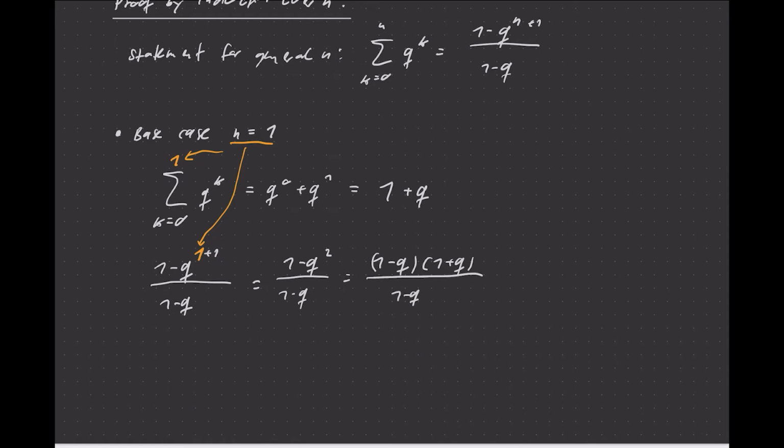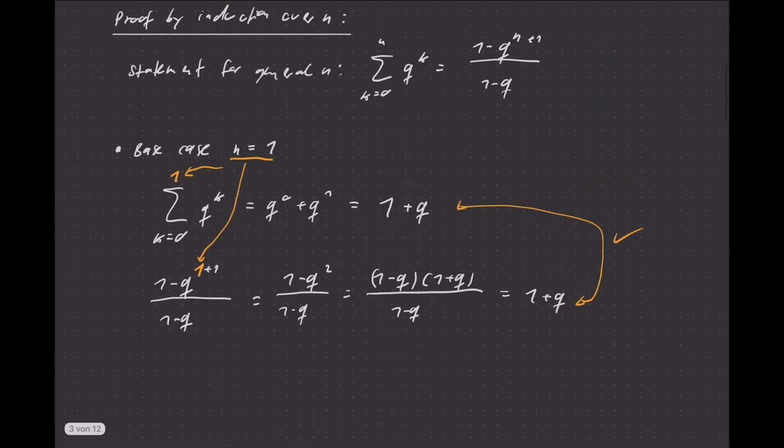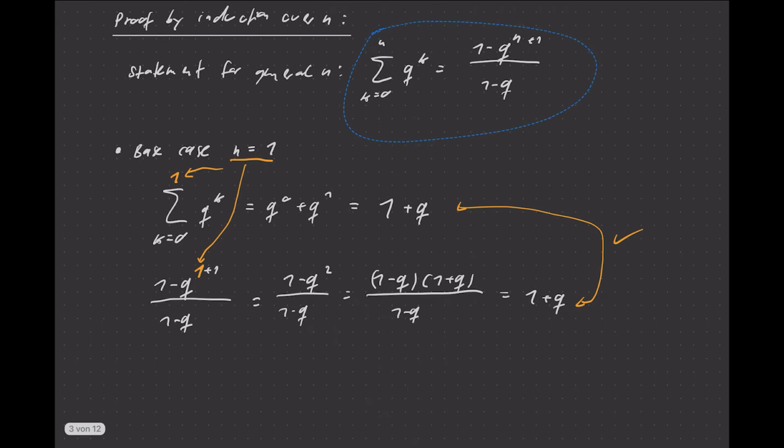So 1 minus q cancels out, and we're left with 1 plus q. And that's exactly what we wanted. So those two are actually equal. That proves the base case. Okay, that was the easy part. Now for the inductive step. Just copy the statement so that we can have a look at that once again.